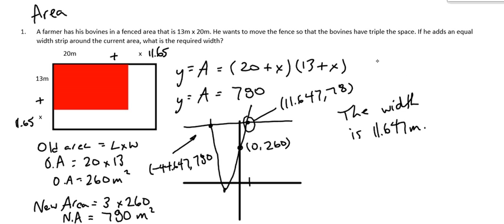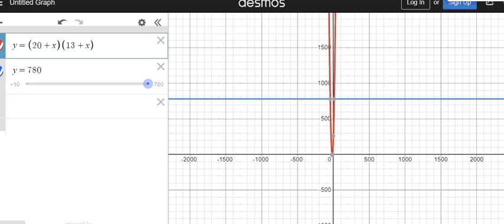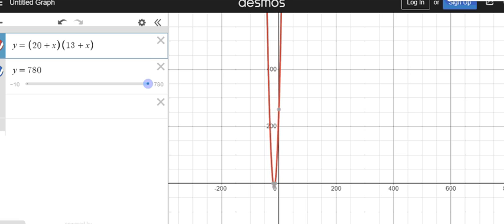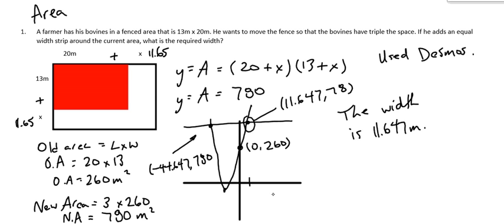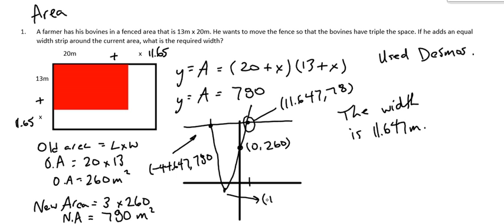But I've done this, and I need to see this. Use Desmos. Desmos is your friend. So there's my graph. I need that point right there, so I'm going to go back to the graph for a second. I'm going to zoom in a little. And I want this point down here at the lowest point, which is negative 6.5 and negative 12.25.